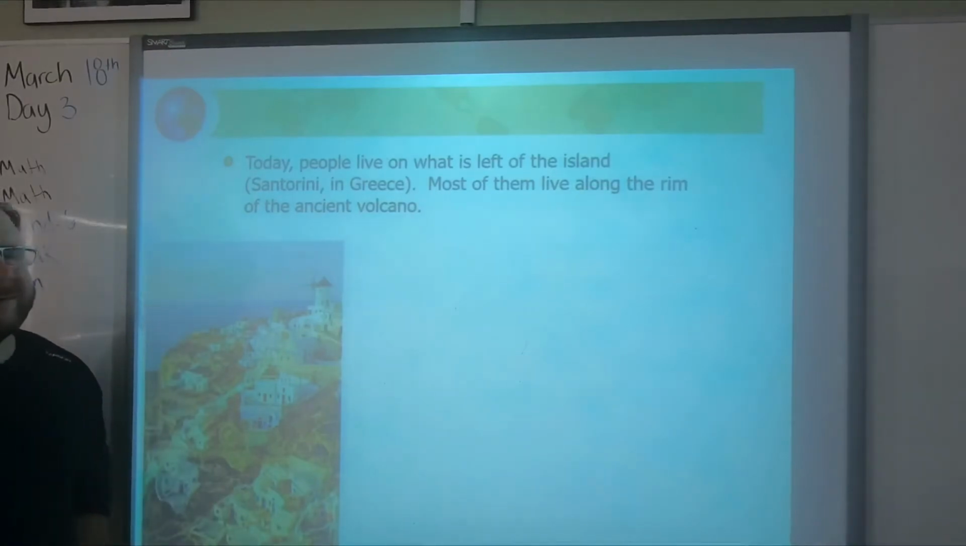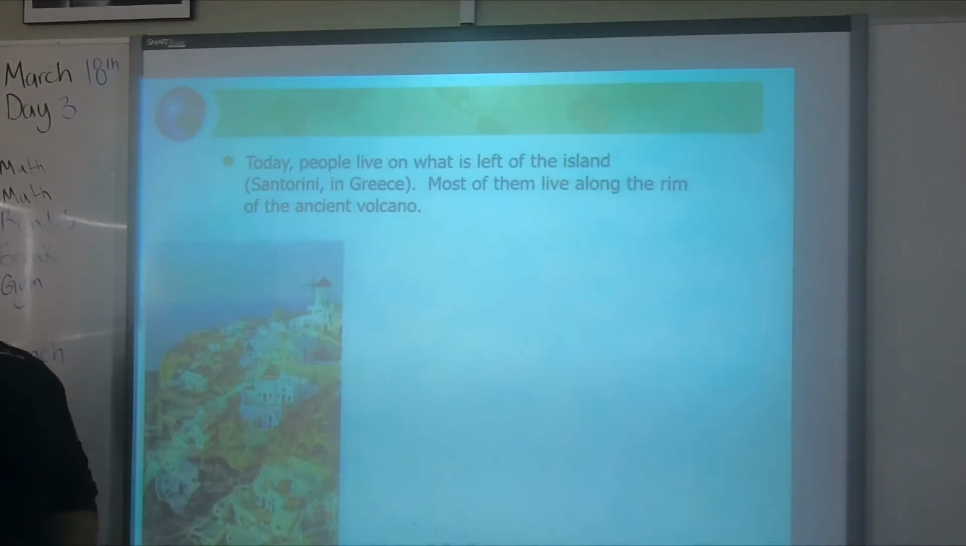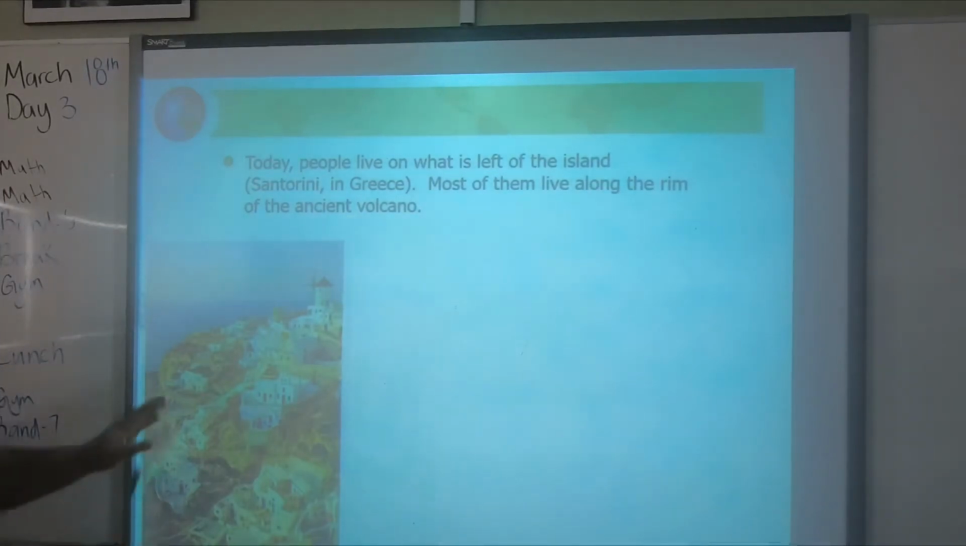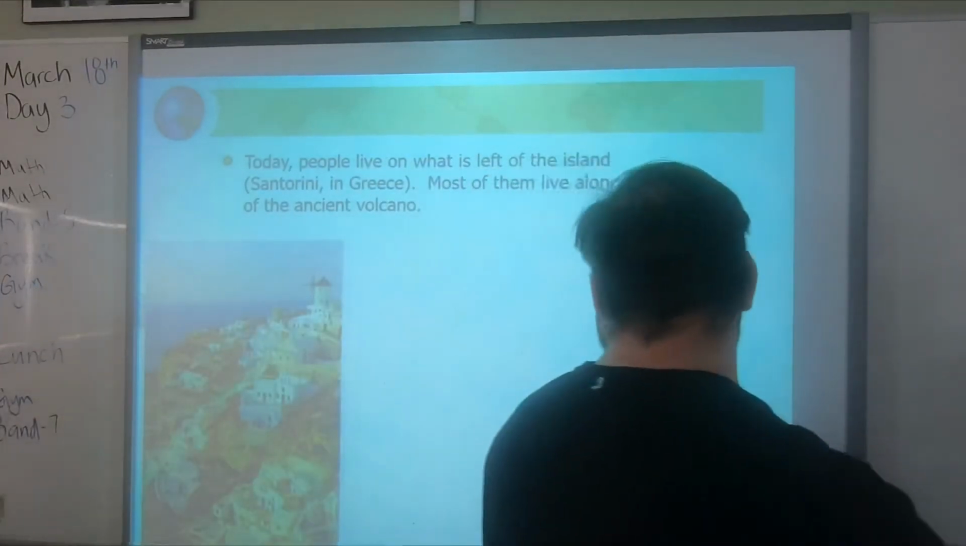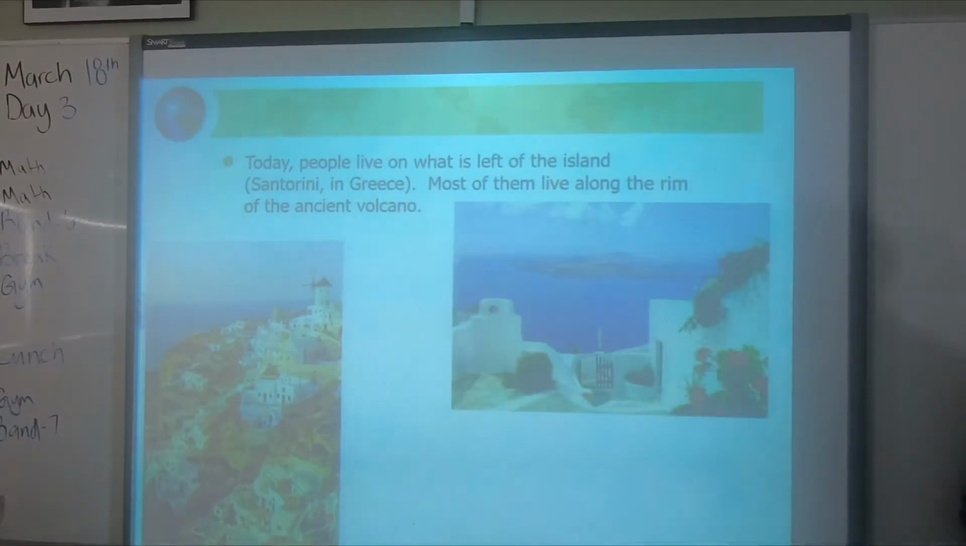Today, many people live on what's left of the island. So Santorini is very populated today. It's a beautiful island, and most of them live along that rim of where the ancient volcano is. So this is an example of some of the homes you'd see in Santorini today. Very beautiful, actually. Quite a nice place to live. I think I've seen that in the commercials.